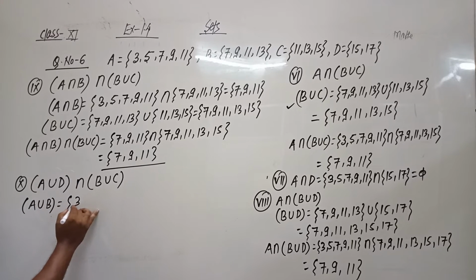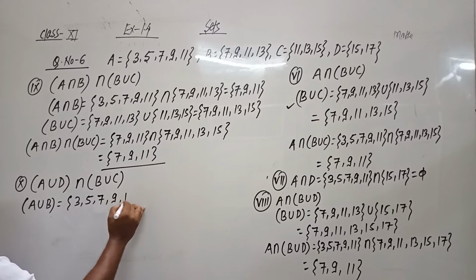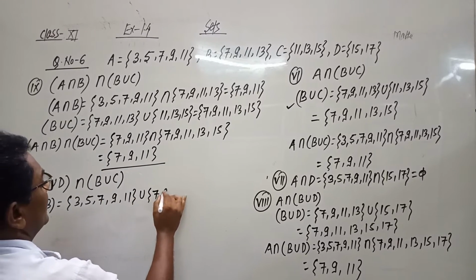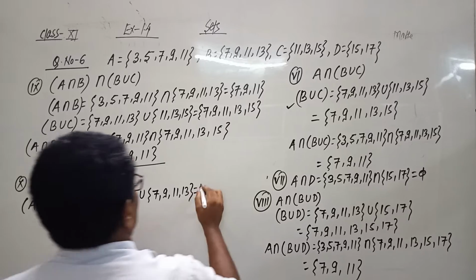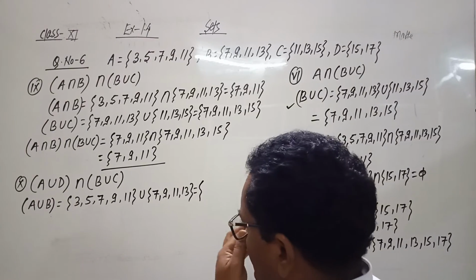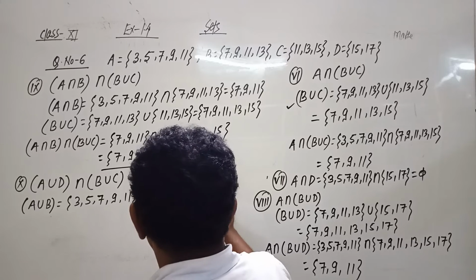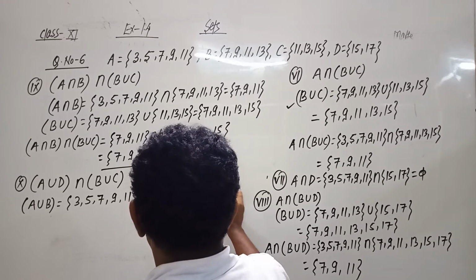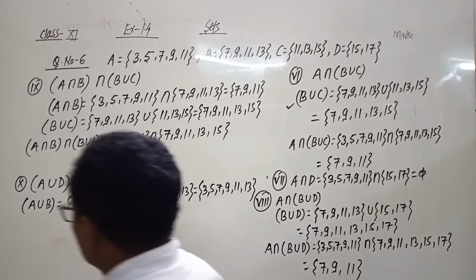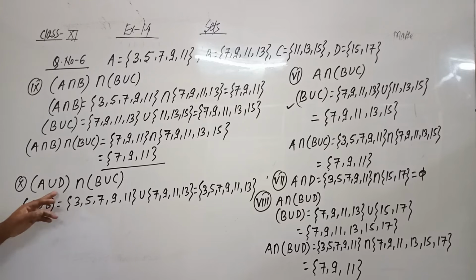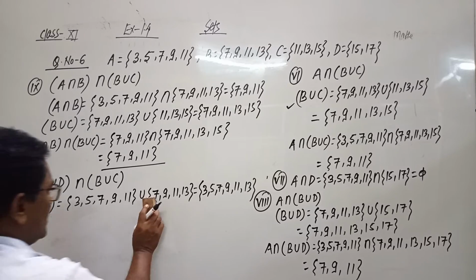Set A is 3, 5, 7, 9, 11. Union set B 7, 9, 11 and 30. So both the sets will write 3, 5, 7, 9, 11 and 30. This is the value of A union B. Now we have to find A union D.